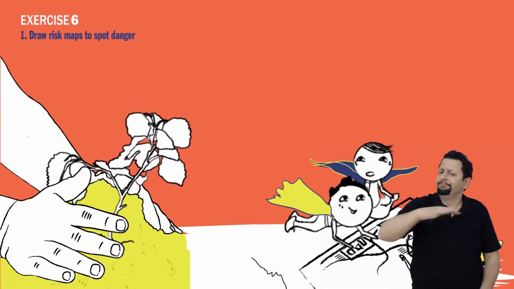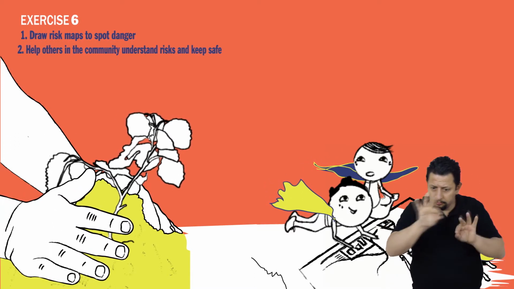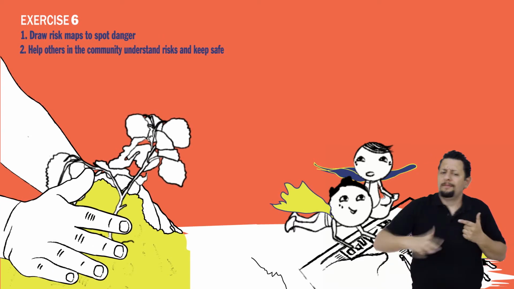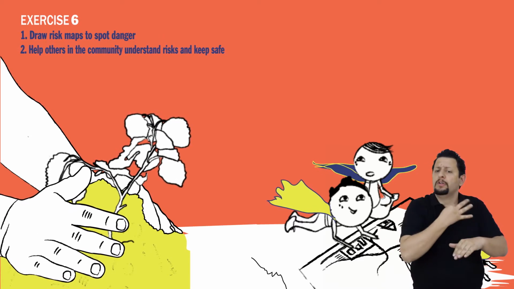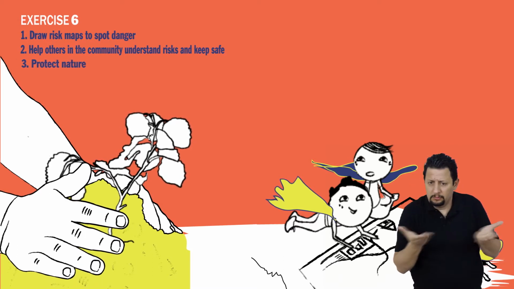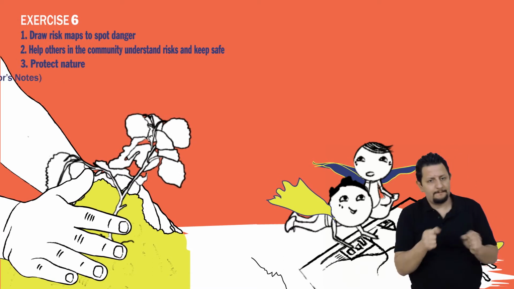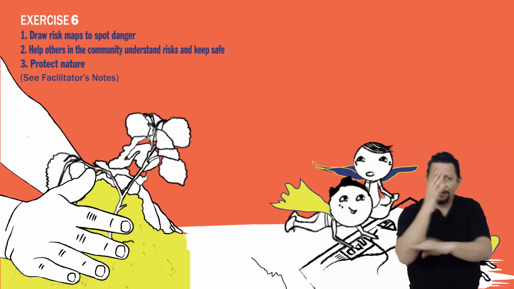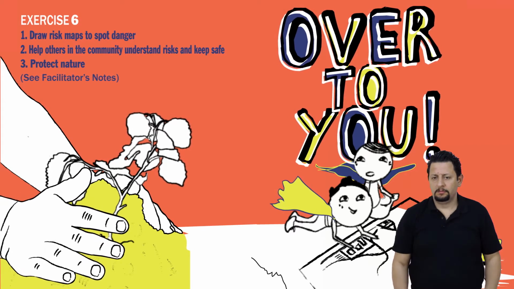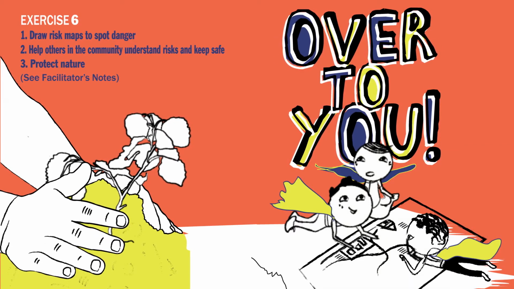Game. Exercise 6. 1. Draw risk maps to spot danger. 2. Help others in the community understand risks and keep safe. 3. Protect nature. See facilitator's notes. Over to you. On the left corner of the image, the red sentences. Below them, a hand planting a sapling. On the right, kids painting on the ground.